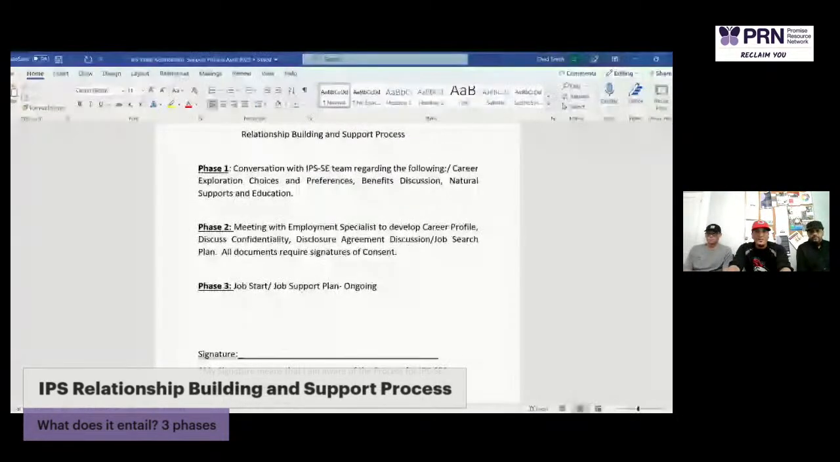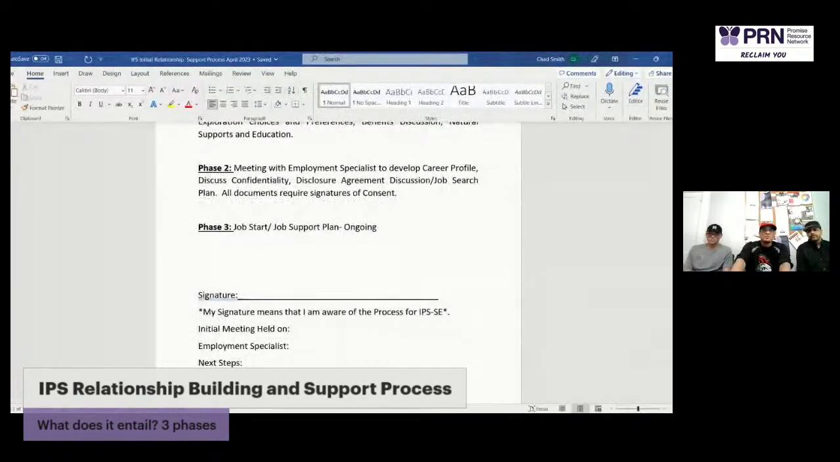And so moving down, during the initial meeting, as far as the relationship building, we have you sign this form. This document basically lets us know that you're ready, that you are aware of what the process entails, and, as it says here, initial meeting held on 5/8. Your employment specialist could be one of the three of us, and next steps could include meeting with you again to start phase two after we finish phase one, and you feel like you're ready to proceed with the program and it works for you. And so it's a good fit for you.